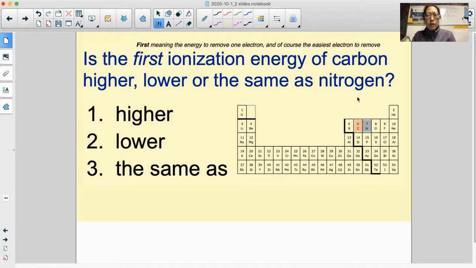Is the first ionization energy of carbon higher, lower, the same as nitrogen? Well, now we're going from left to right. Our ionization energy increases. So the first ionization energy of carbon is going to be lower than that of nitrogen. As we go across, we get an extra proton here in nitrogen. The nuclear charge is increasing. Therefore, it will attract the valence electrons more and make them harder to remove from the nitrogen atom.